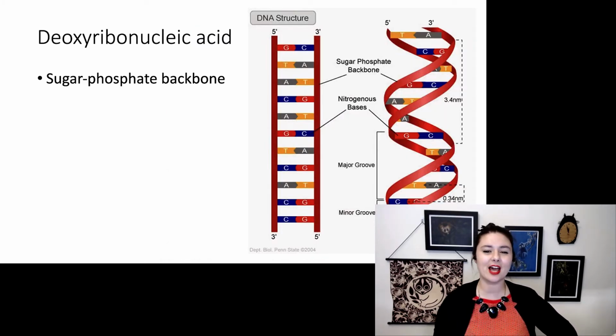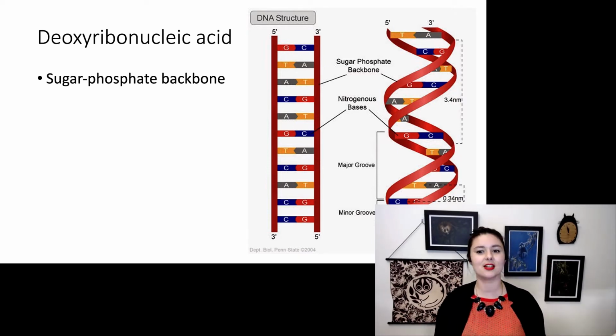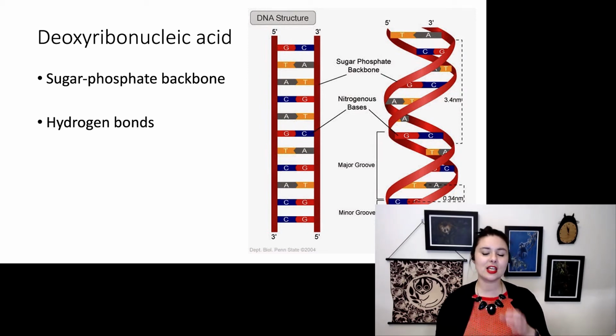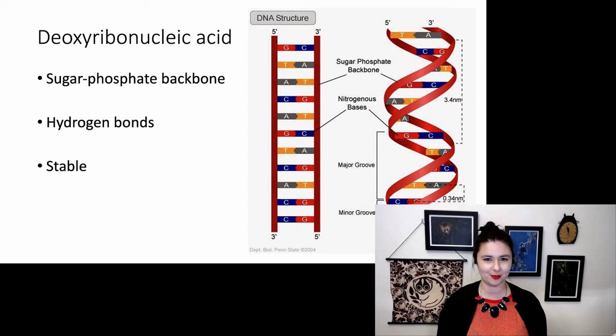Deoxyribonucleic acid, we have this sugar phosphate backbone. In our picture here, that dark red line is where the sugar and phosphate is. And in the center, our nucleotide bases are held together through hydrogen bonds. Hydrogen bonds themselves are not particularly strong, but if you have a whole bunch of them lined up together, and then you twist those strands on top of that, this leads to a very stable molecule.